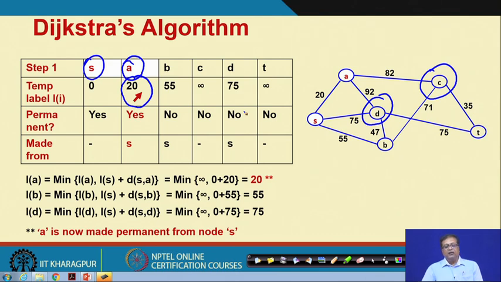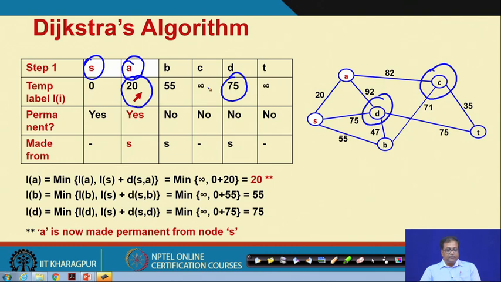So, if you add the distance 92 with it, this new value will be 112. So, 112 and 75 which is already there. Do you think the value will change? The value will not change, the value will remain at 75. But 20 plus 82, the value of C which was infinity, obviously it will change and it will then become 102.